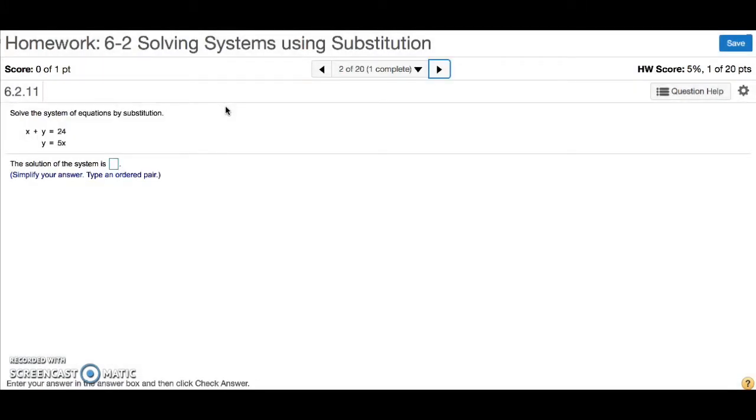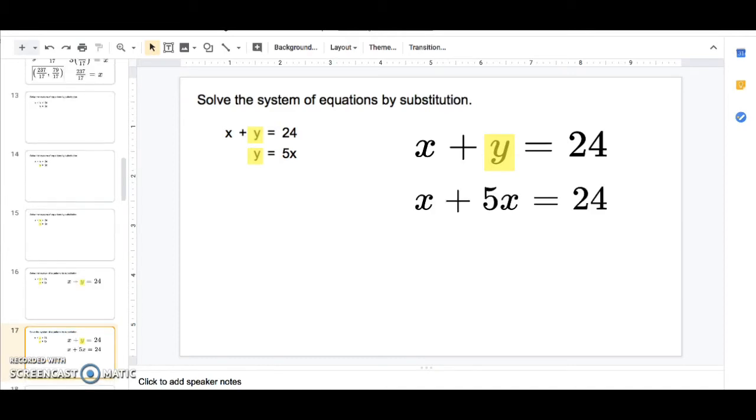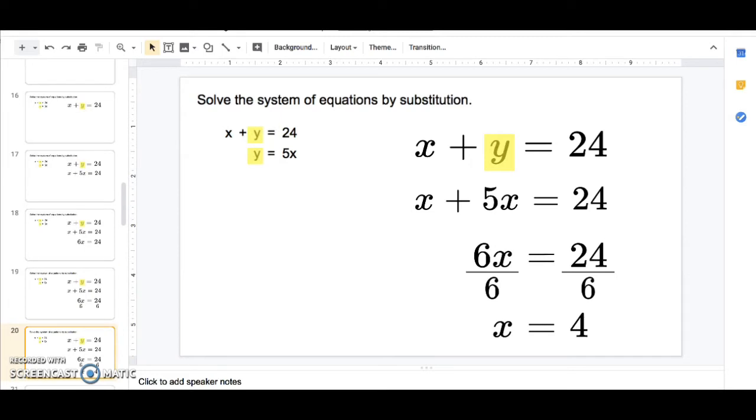And there's number 1. So number 2, we are again solving this system by substitution. And we look and we see that one of our equations is already solved for a letter. The second one is solved for y. So then all we've got to do is take what y equals and substitute it in for y in the first equation. So let's do that. So we have y equals 5x. So we can replace the y in the first equation with 5x. So we have x plus 5x equals 24. x plus 5x is 6x. We divide both sides by 6 and we get x is 4.